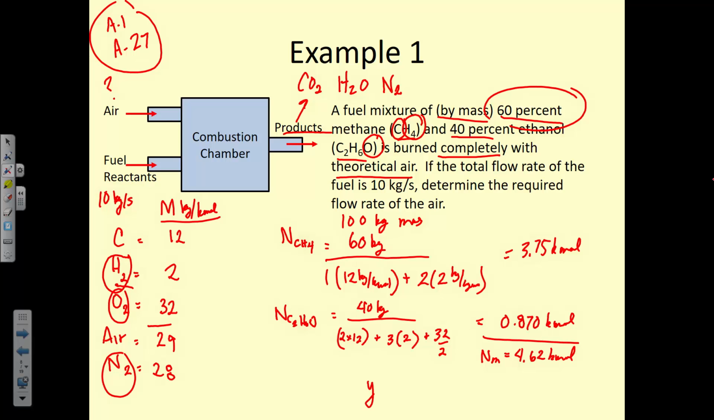So the molar fraction is equal to the number of moles divided by the total moles of the mixture. So we're going to have 3.75 over 4.62 and 0.870 over 4.62. So that gives us a Y value here of 0.8117 and a Y value here of 0.1883.